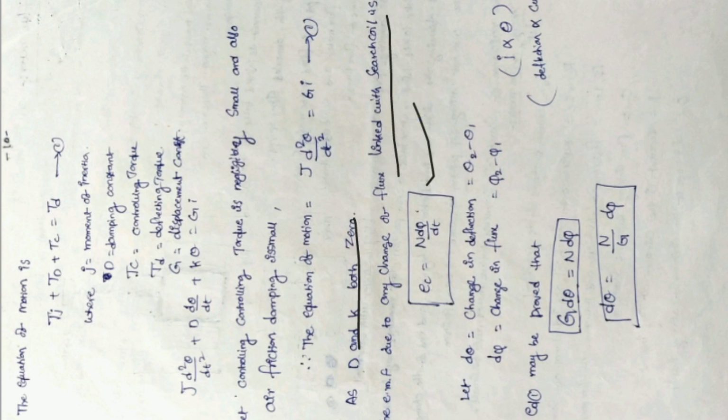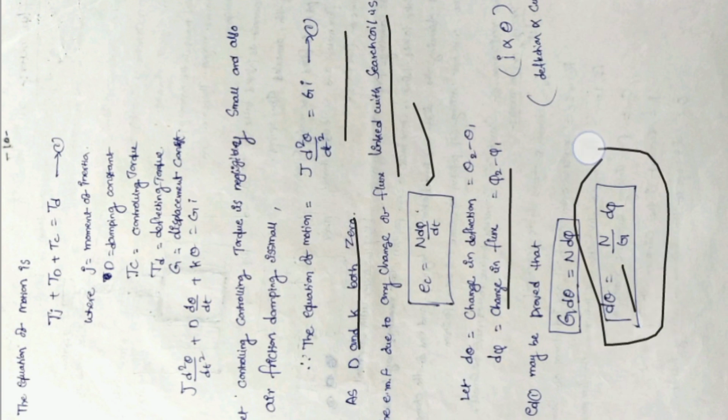Let d theta be the change in deflection, theta 2 minus theta 1, and d phi the change in flux, phi 2 minus phi 1. From equation 1, it may be proved that G d theta equals N d phi. If you equate these, then d theta equals N by G d phi. That means the deflection is directly proportional to the change in flux.